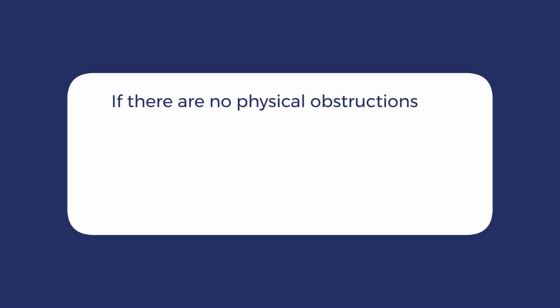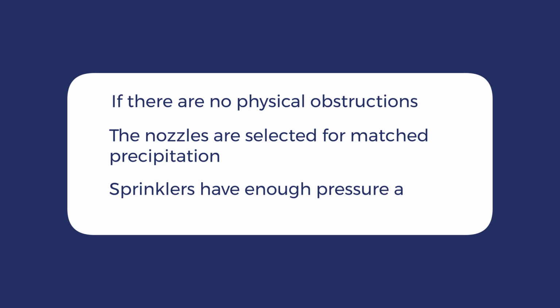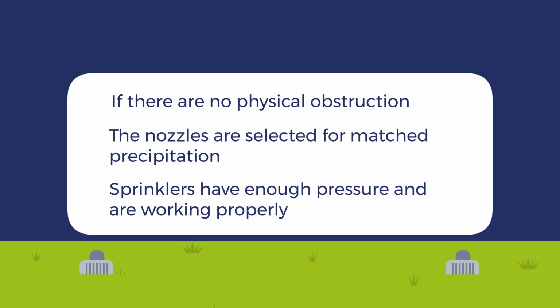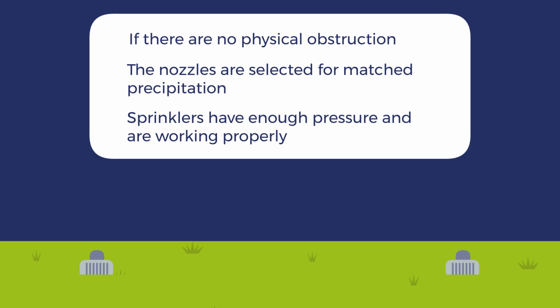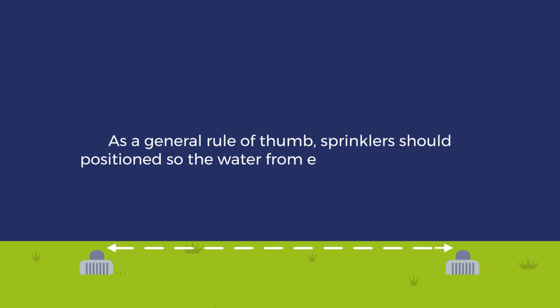If there are no physical obstructions, the nozzles are selected for matched precipitation, and the sprinklers have enough pressure and are working properly, it is possible that they've been installed too far apart. Measure the distance between the sprinklers to see if it is within the parameters for head-to-head spacing for a typical residential system designed with square spacing. As a general rule of thumb, sprinklers should be positioned so the water from each sprinkler reaches the next sprinklers in the zone.